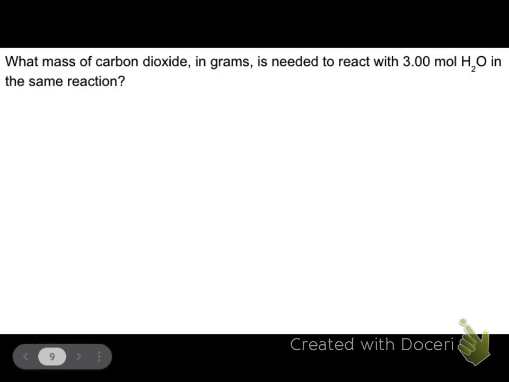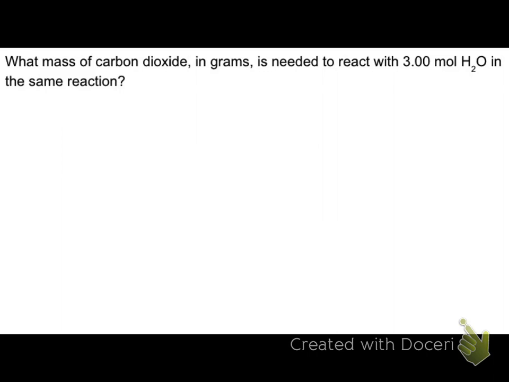Now, taking that same equation that we just worked with, I want you to tell me what is the mass of carbon dioxide in grams that you would need in order to react with 3 moles of water. So it's the same type of problem, the same setup. We're just, instead of going to grams of glucose, we're going to grams of carbon dioxide. So look back at your balanced equation, get your mole ratio, make your conversion factor, and then convert to grams using the molar mass of carbon dioxide this time.